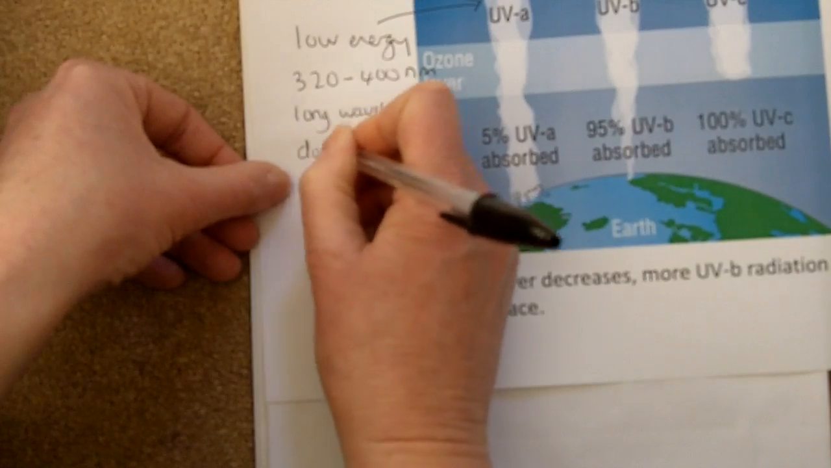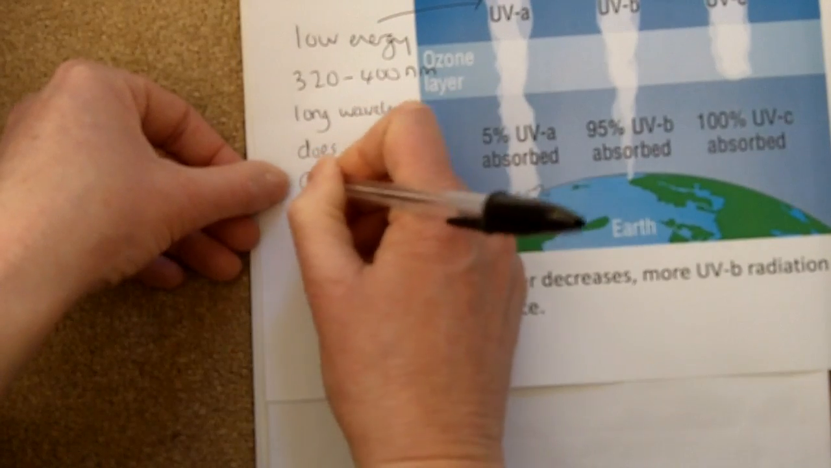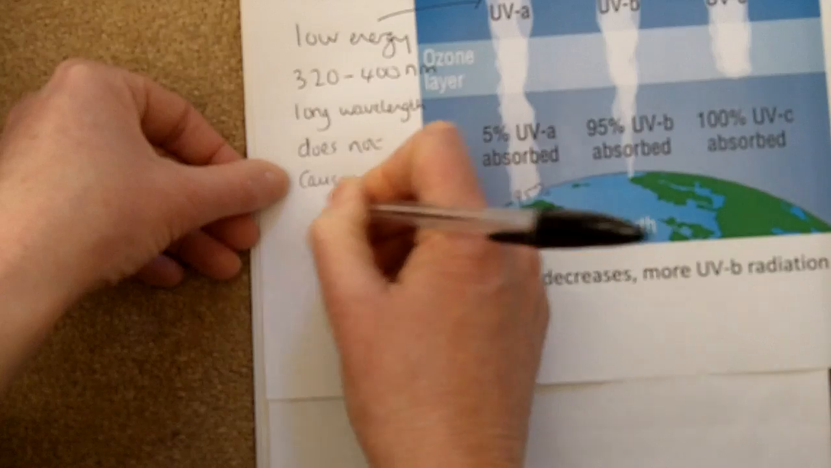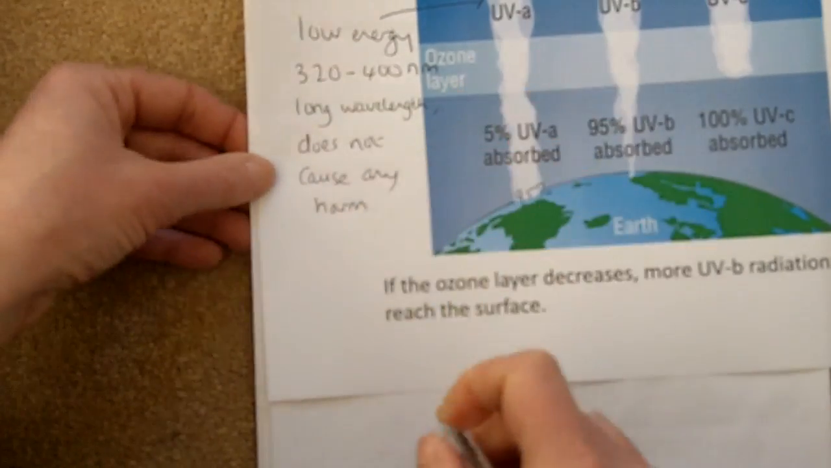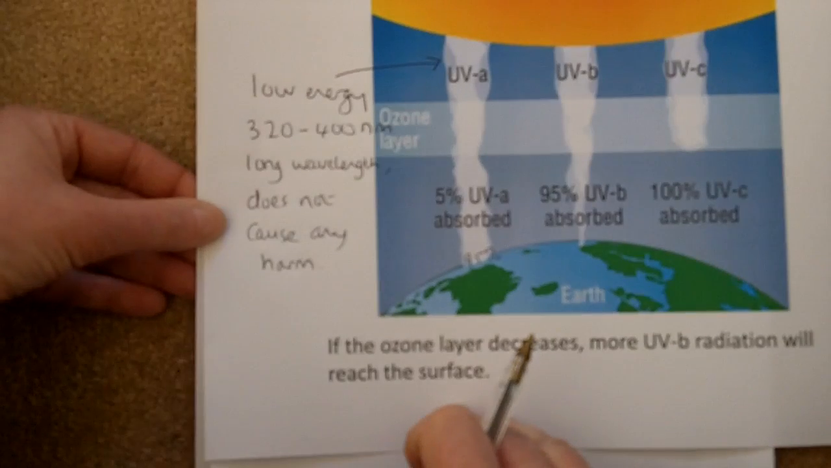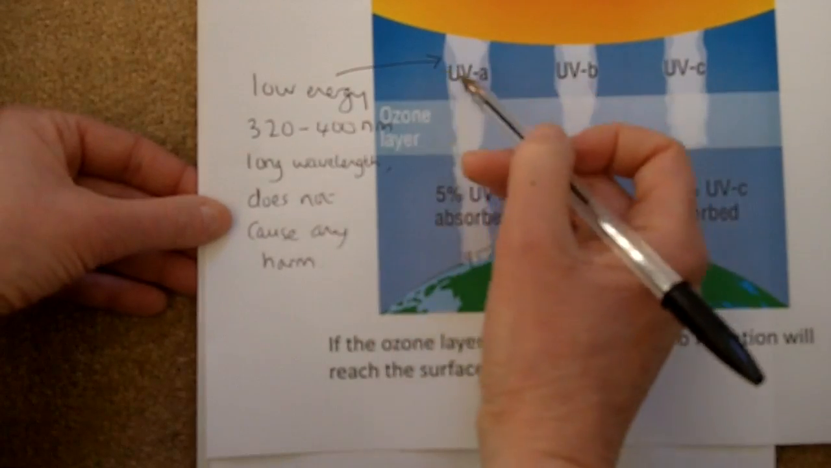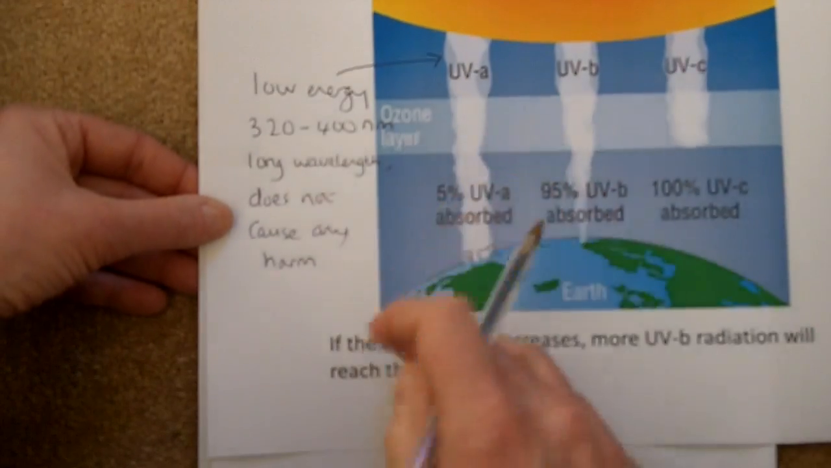It does not cause any harm because it is low energy. So we're not worried that the majority of it gets through to the Earth. Okay, so that's UVA, the low energy UV light.